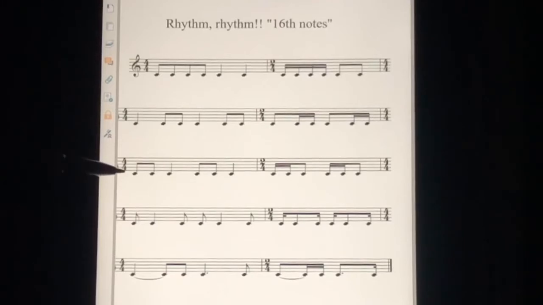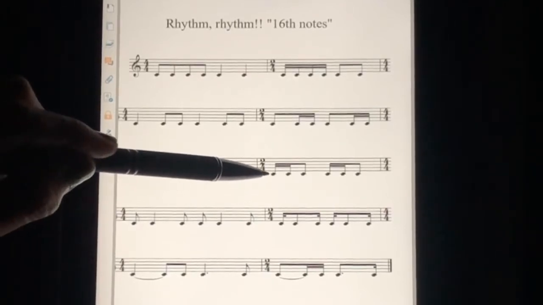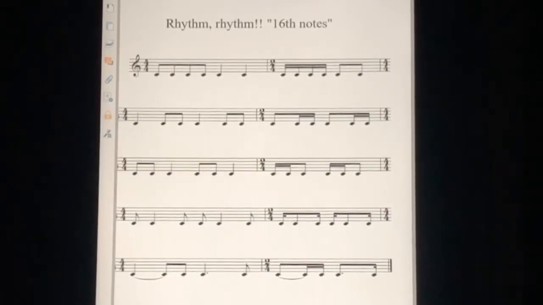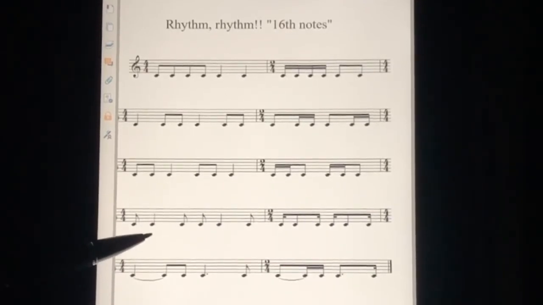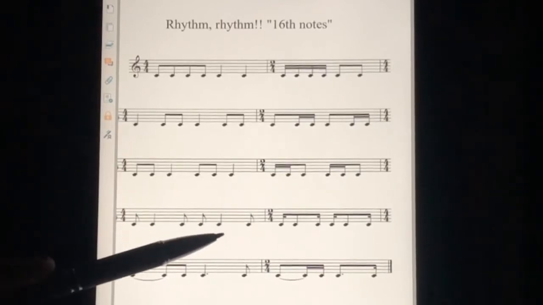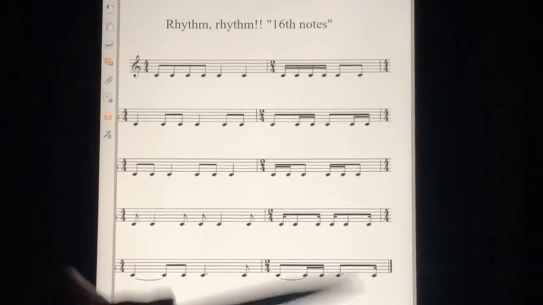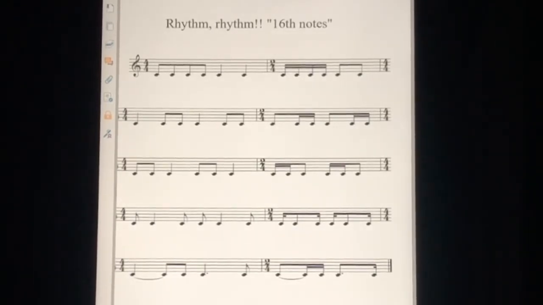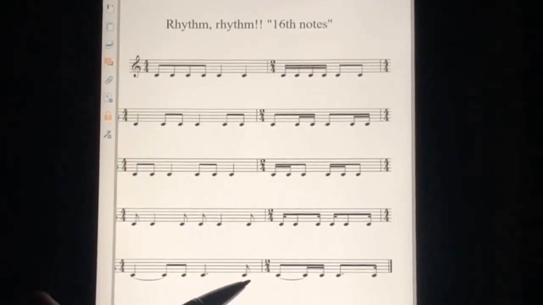Third line. 1, 2, 3, 4. 1, 2. Fourth line. 1, 2, 3, 4. 1, 2. Last line. 1 and 2 and 1 and 2 and 1, 2.